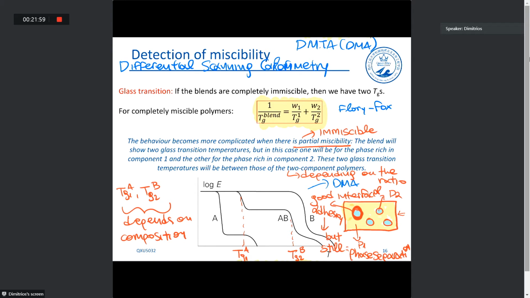So, in order to evaluate the miscibility of blends, what we look at is the glass transition, okay? If we see one glass transition, we know that we have completely miscible polymers. If we see two glass transitions, then we know that we have either partial miscibility or immiscibility, okay? Still, partial miscibility is, let's say, a sub-case of immiscibility, okay? And the values of the glass transitions in a two-phase blend depend on the composition of the blend.